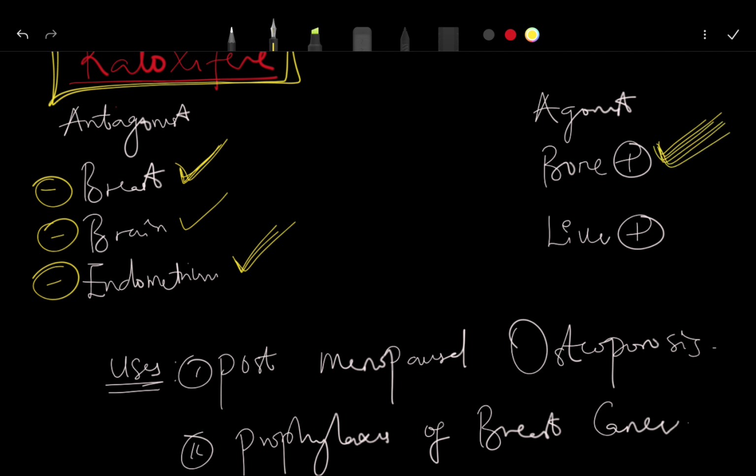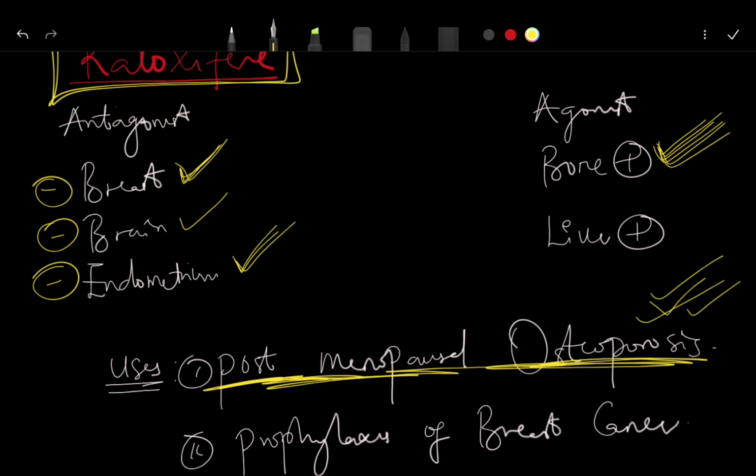This is the main clinical use of it. The main use of it is in postmenopausal osteoporosis. This is what we use it for most of the time. This is the clinical use of raloxifene: postmenopausal osteoporosis condition.